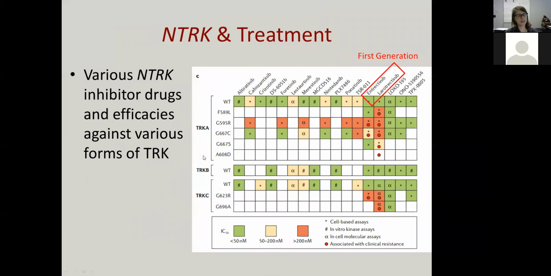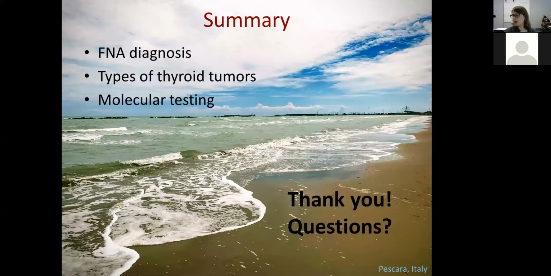Therefore, these NTRK inhibitor drugs have been shown to have various levels of efficacy against the various fused forms of TRK. Most commonly, we see entrectinib and larotrectinib as the first generation NTRK inhibitors. Hence, in our fusion panel here at the U of C, we are testing for NTRK fusions. A very small percentage of thyroid cancers have it, but if it's present, it's actionable. So hence why we look for it.